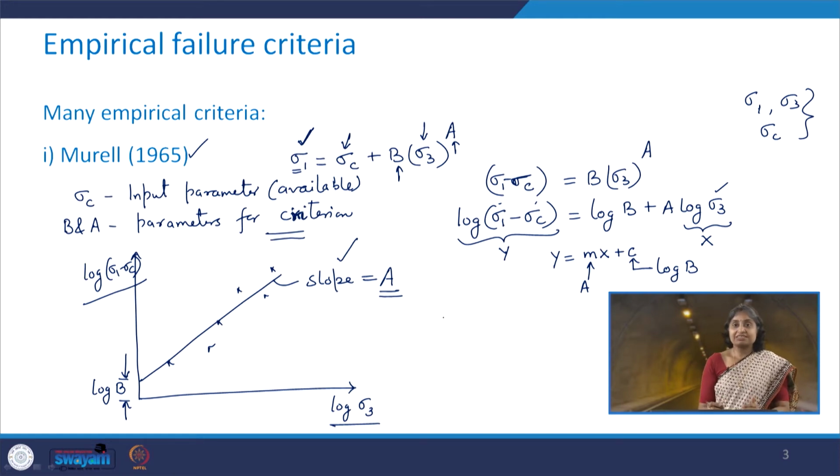Now in this case, whether the straight line is fitting the data properly or not is indicated by the R square value. If this R square value is very low, then we will say that this data does not honor the Murrell failure criterion. So maybe then we will look for some other failure criterion which this data may follow.